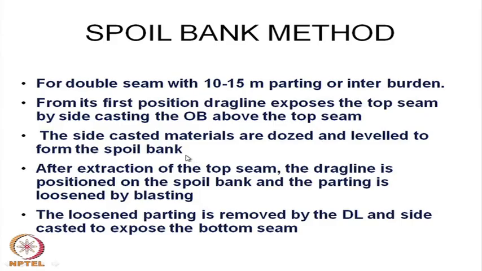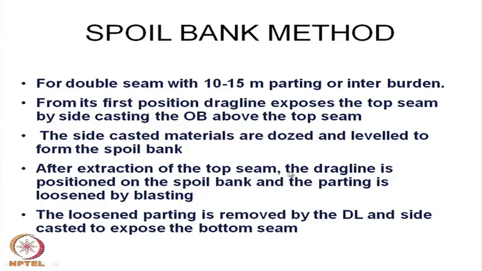So, in your extended bench, the level of the bench is the same, where the dragline was sitting, it will be moving on the same bench. But here, because two seams are there, the top seam is cut, and the side casted material is dozed and leveled to form the spoil bank. After extraction of the top seam, the dragline is positioned on the spoil bank and the parting is loosened by blasting. Now, the loosened parting is removed by the dragline and side casted to expose the bottom seam.